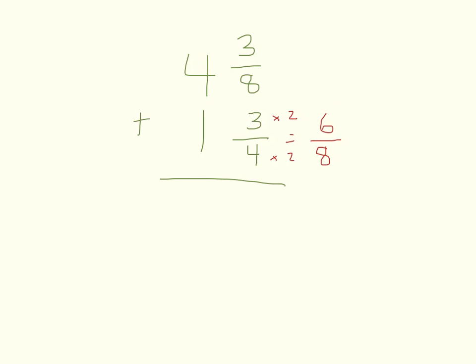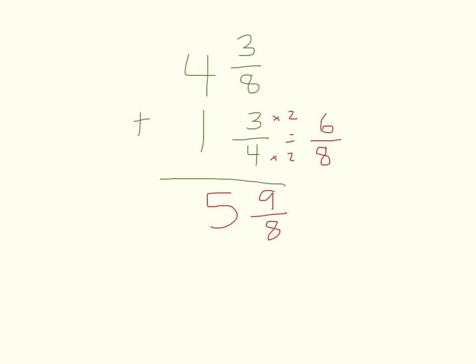My next step is just going to be adding my fractions to the side. I'm going to be adding the fractions 3/8 plus 6/8. And if you do that correctly, your answer should be 9/8. Adding my whole numbers 4 and 1, your answer is going to be 5.